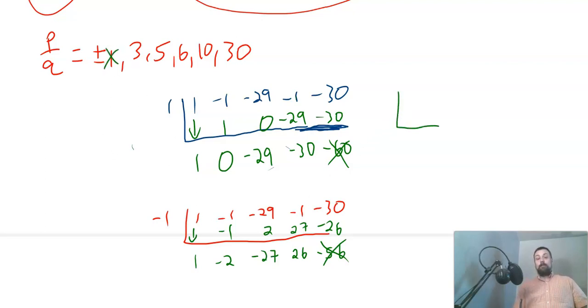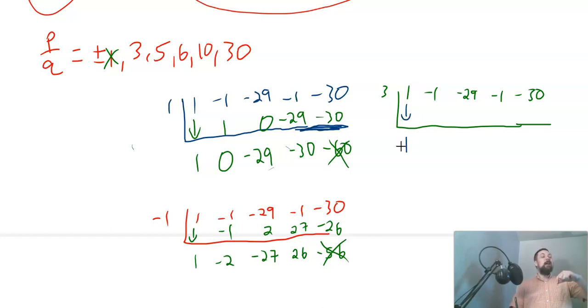Let's try 3. So we'll have 1, negative 1, negative 29, negative 1. If this one doesn't work, because again, I feel bad, the video is already an hour and a half. I might be able to cut it down a few minutes by cutting some things out, but it's a pretty long video.